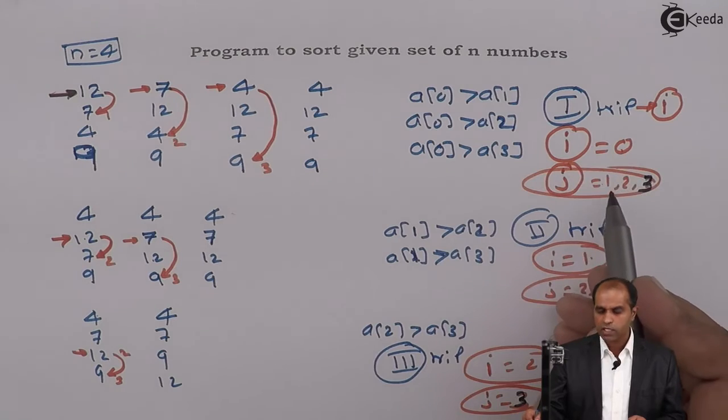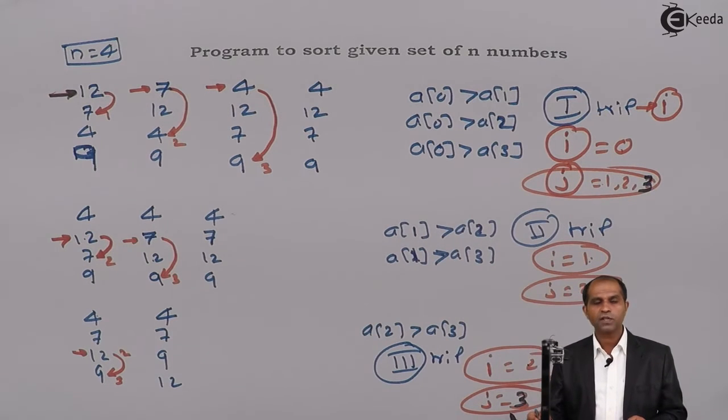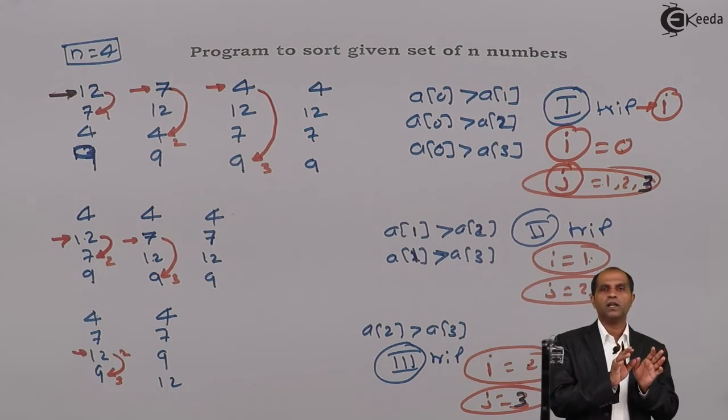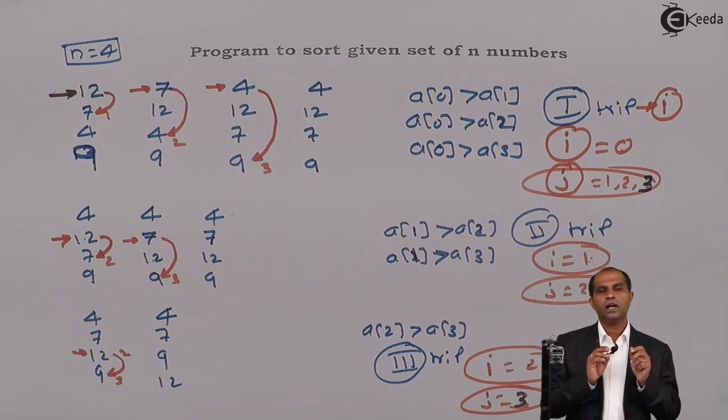When I is 0, J starts with 1. When I is 1, J starts with 2. When I is 2, J starts with 3 and ends up at 3. Which means that J will always be one step ahead of I. Since J is I plus 1 and goes till n minus 1, and I will start with 0 and go to n minus 2.